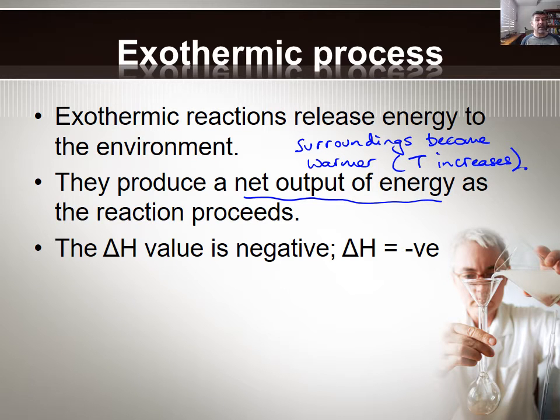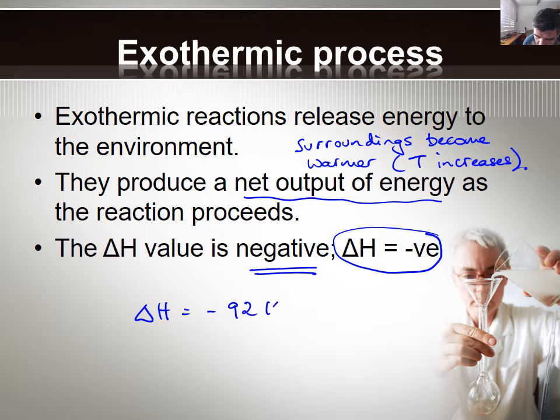The delta H value for an exothermic process is negative. Delta H is a negative value. So you will see them written, say, like this: minus 92 kilojoules, possibly even 92 kilojoules per mole. And this is how we express an exothermic process. And all you need to be looking for is the sign. If the sign is a negative, then that's telling you it's an exothermic process.